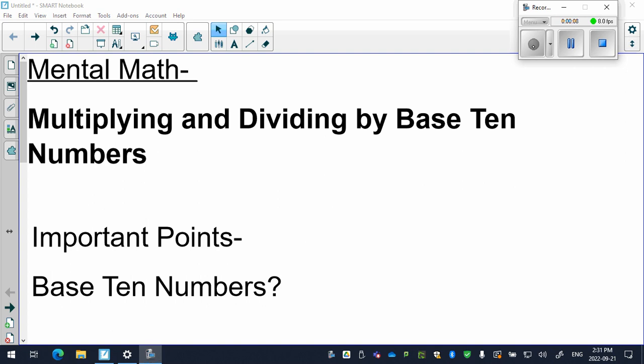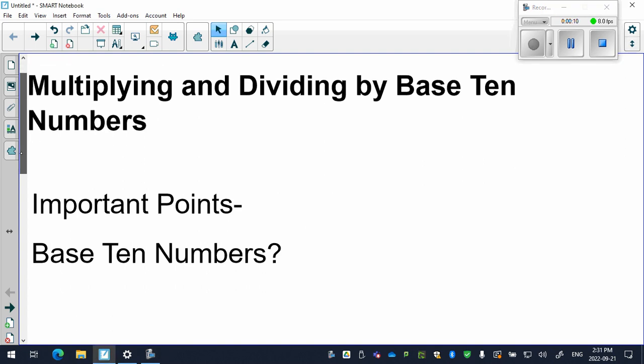We were having about 30-40% of us making the same sort of errors, so I want to go over some important points about multiplying and dividing base 10 numbers using mental math. So the first thing is, what are base 10 numbers? We talked about them. They're numbers with all 1s and 0s in them.